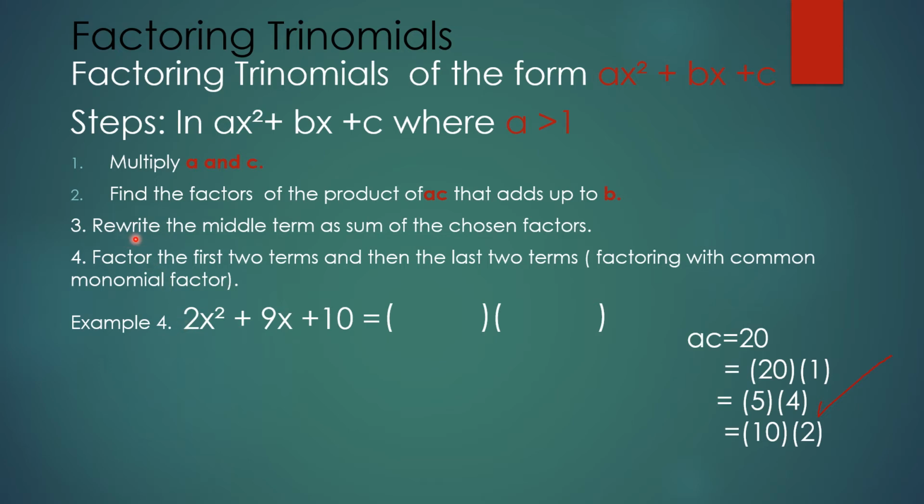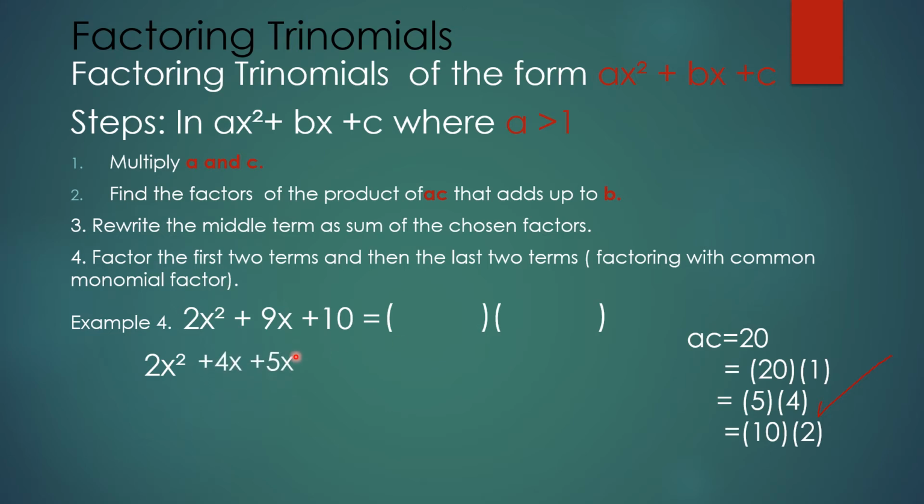So, next, rewrite the middle term as sum of the chosen factors. So ngayon, instead of writing 9x, ang gagawin natin, isulat natin as 5x plus 4x or 4x plus 5x. Kahit alin doon ang mauna. Pero kailangan, tingnan nyo kung alin dapat ang mauuna na ilalagay natin. Kasi minsan nakaka-apekto siya sa pag-factor natin.